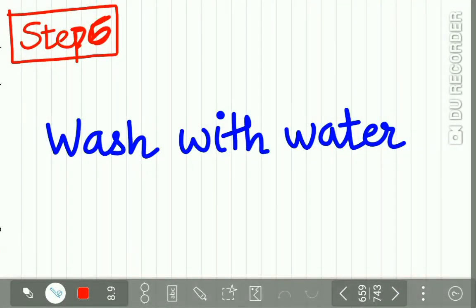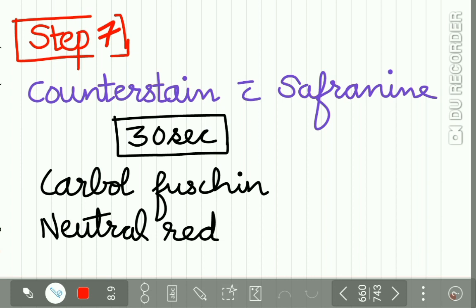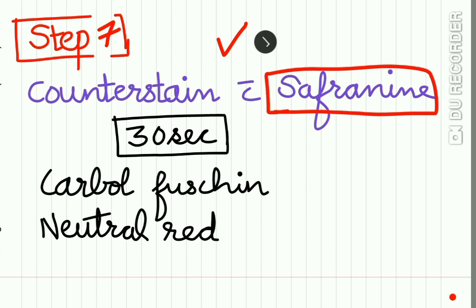Then the next step, that is step 6, is to wash the slide again with water. And step 7 is counter staining with safranine. So safranine is used for counter staining, which is done again for 30 seconds. Other than safranine, carbol fuchsin or neutral red can also be used.